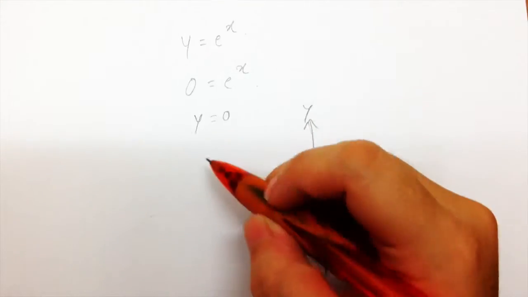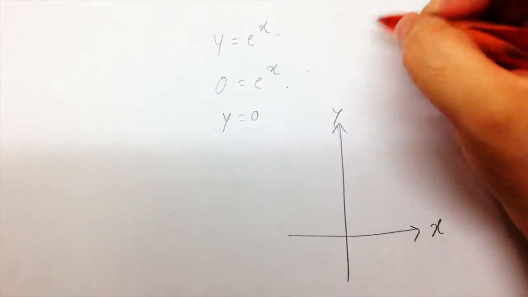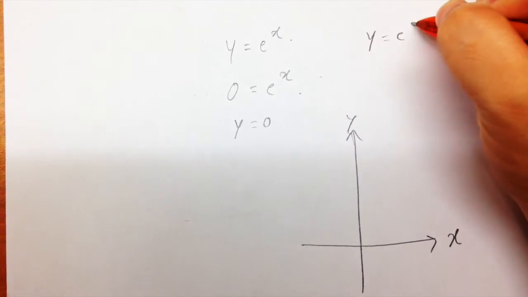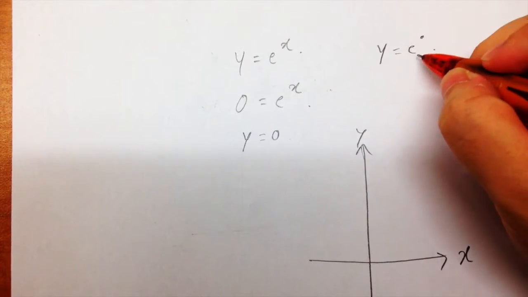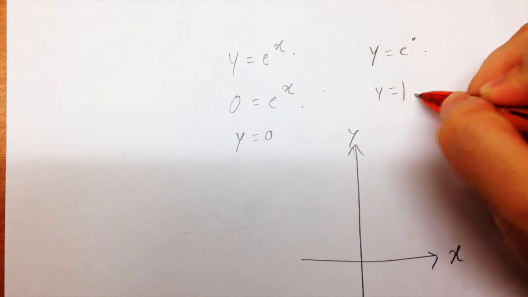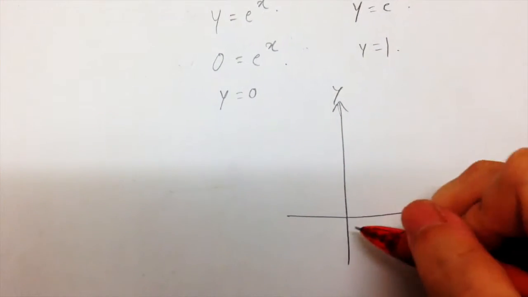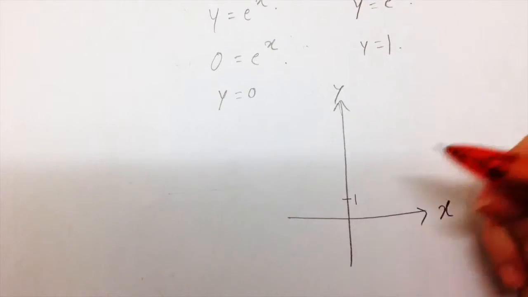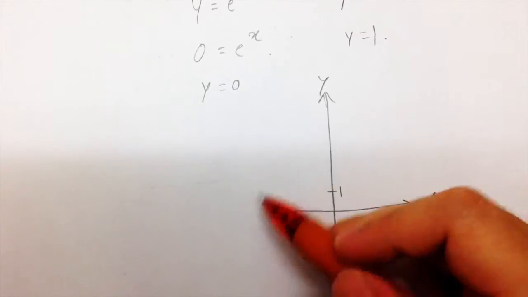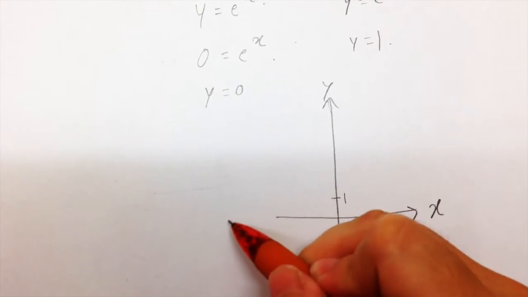Next thing we'll do is to sub in x equals 0. So y equals e to the power 0. Okay, so as you know, anything to the power 0 equals 1. So if x is 0, y will be equal to 1. And if y is 0, you will never touch y equals 0.